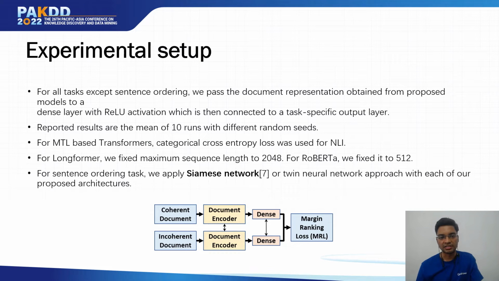Following are the experimental setup. The reported results are the mean of 10 runs with different random seeds. In the multitask learning setting, we use categorical cross-entropy loss for the secondary task of natural language inference. For sentence ordering tasks, we apply a Siamese network with each of our proposed architectures. At the bottom of the slide, you can see the Siamese network architecture.